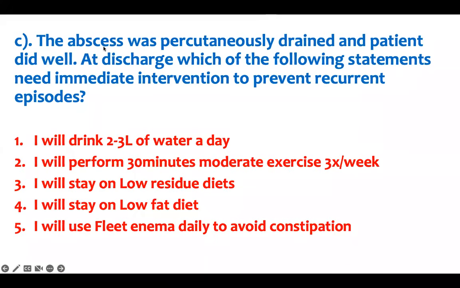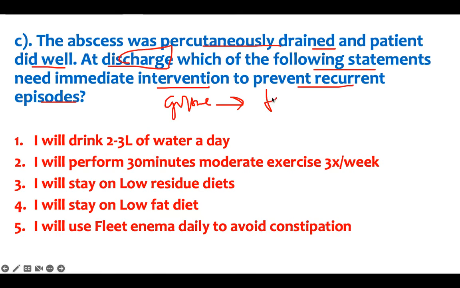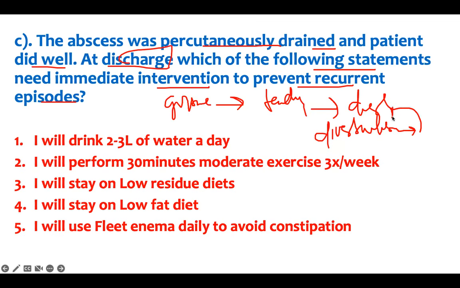Then what happened? Third portion of it, you see these are a series. The abscess was percutaneously drained, so we drained everything. Patient did well, did okay. At discharge, now going home. Which of the following statements need immediate intervention to prevent recurrent episode? So now they're going home, and we want to teach them things to do so that they don't come back again with diverticulitis. That's what he's saying. What do you teach? You want to teach them how to prevent diverticulosis formation, and that leads to diverticulitis.